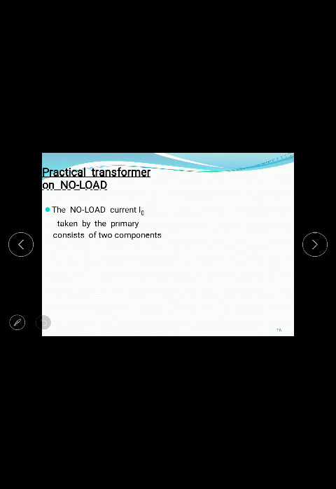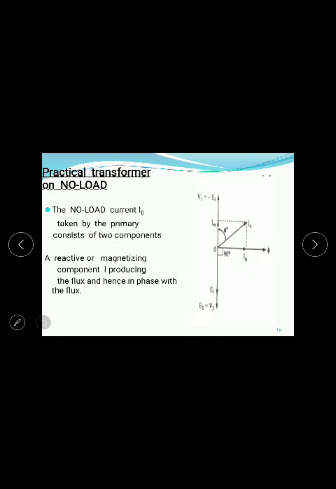The no load current I0 taken by the primary consists of two components. One, a reactive or magnetizing component producing the flux, and hence in phase with the flux. So I mu and flux both are in phase.